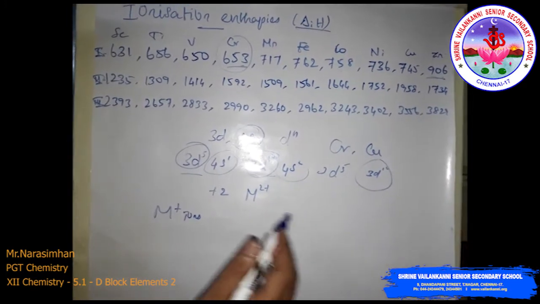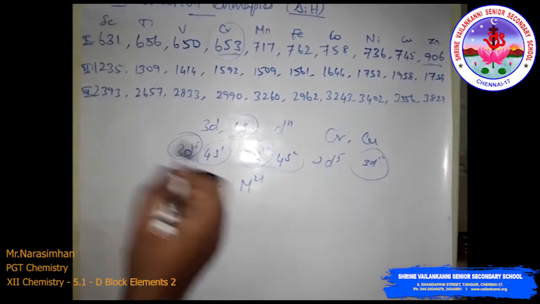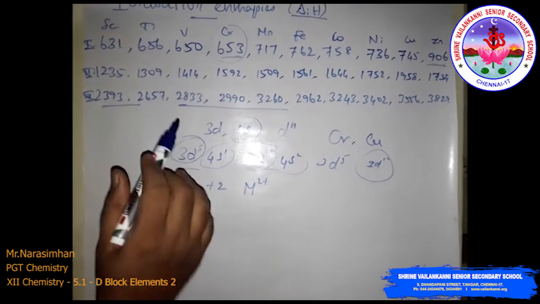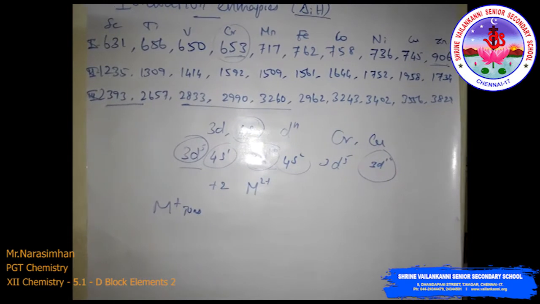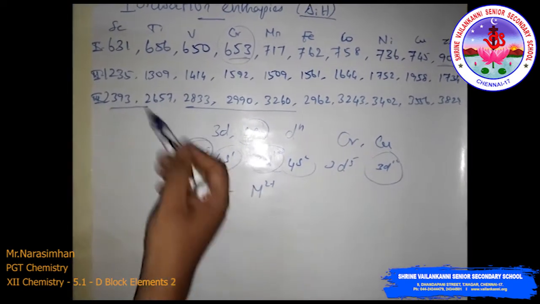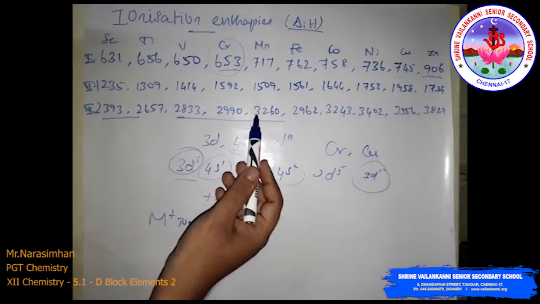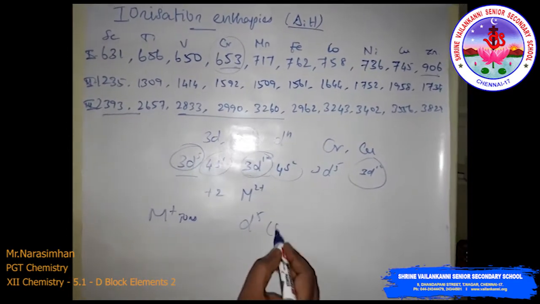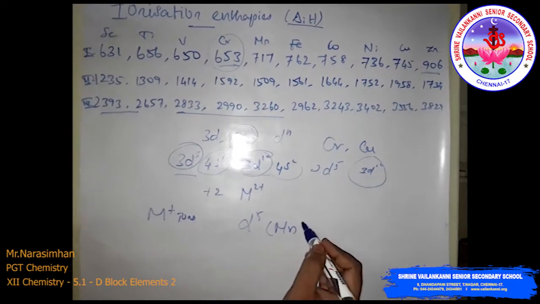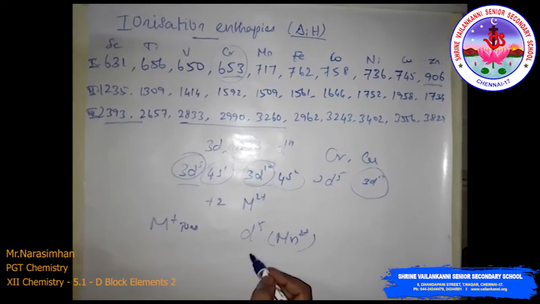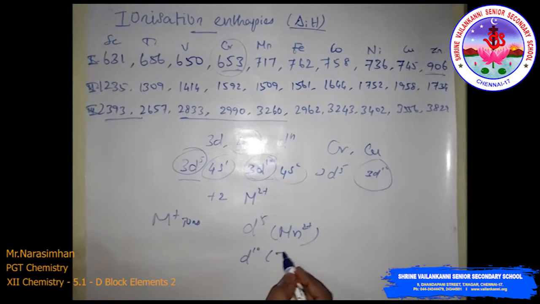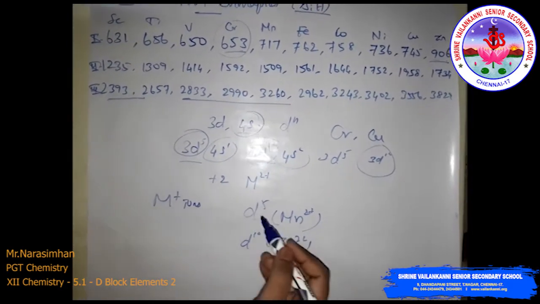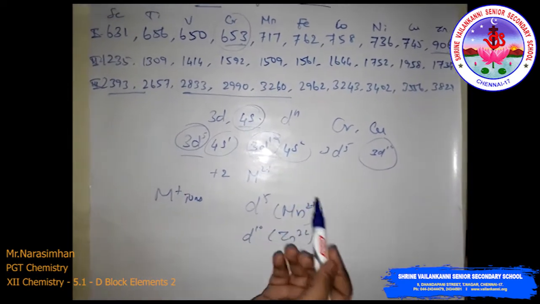Okay, then the trend in the third ionization enthalpy. Look at the third ionization enthalpy. It is not complicated by the 4s orbital factor. It shows a greater difficulty in removing an electron from Mn2+, which has a d5 configuration, and from Zn2+, which has d10. This is superimposed upon the general increasing trend.